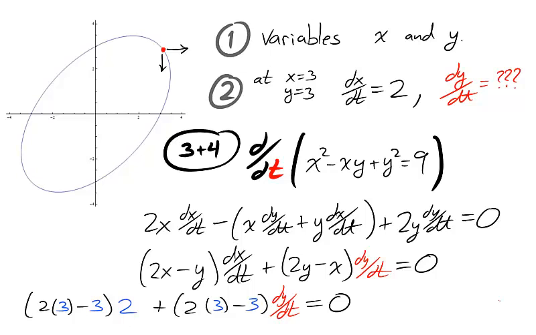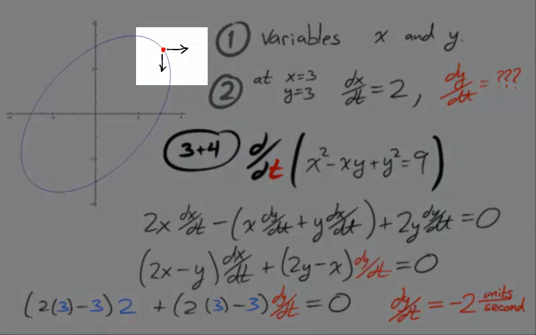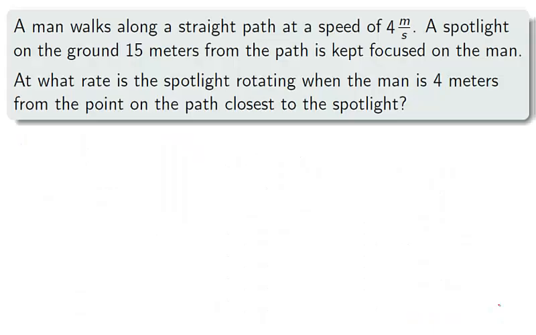Now substitute the known values. x is 3, y is 3, and dx/dt is 2. Solving the equation gives dy/dt, the vertical rate of change, is negative 2 units per second. Notice this is negative like we expected. We'll end with a final example.